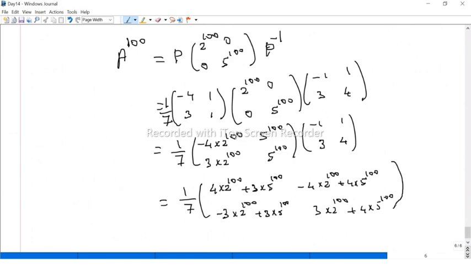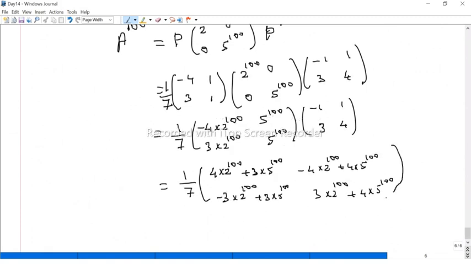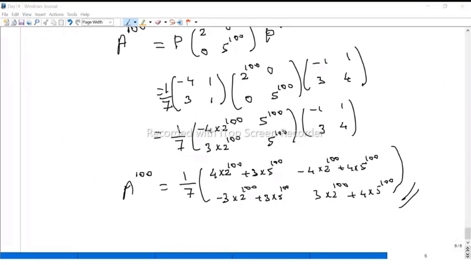So anyway you can stop here, otherwise if you want you can simplify it more, depending upon the answer. Suppose in the options they give a particular value, then you can simplify more. Otherwise you can stop here. No need to simplify further. So this is the value of A^100. Therefore the diagonalizable concept is very useful to find the powers of any matrix.